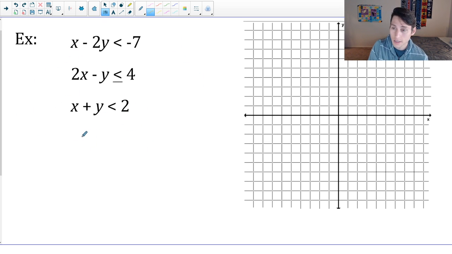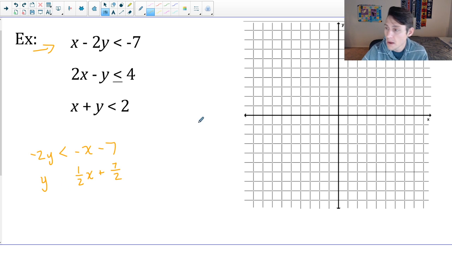All right, so let's put these in slope-intercept form. Let's do this one first. I'm going to move the x over to the right side, so I will subtract x on both sides. So negative 2y less than negative x minus 7. And then I'll divide by negative 2. So I'll divide everything by negative 2. So y. Negative 1 over negative 2, so that's positive 1/2 x. Negative 7 divided by negative 2, so that's positive 7/2.